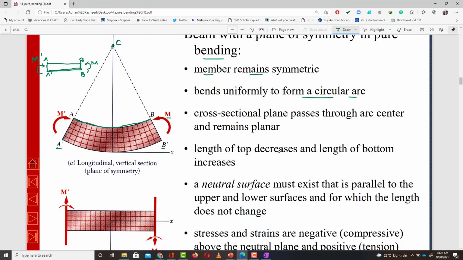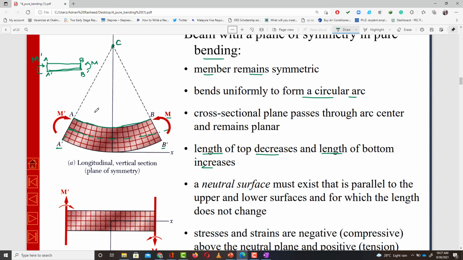So the length of the top decreases and the length of the bottom increases. In between top and bottom, there will be a plane or a line in which there will be no deformation, which will have the same length as the original length of the beam. That will also lie in between the upper and lower beam. Let this be the line, for example, where the deformation is equal to 0.